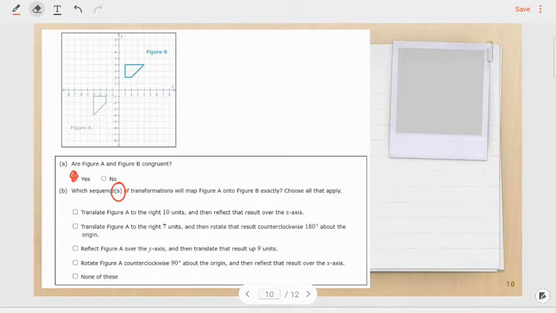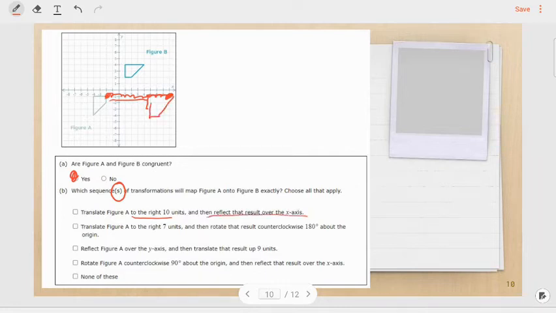I have a couple different options, so I'm just going to work with them and go through each one at a time. So the first one says translate figure A 10 units to the right. So all I'm doing is sliding it this direction. 1, 2, 3, 4, 5, 6, 7, 8, 9, 10. So my shape is now here, roughly.